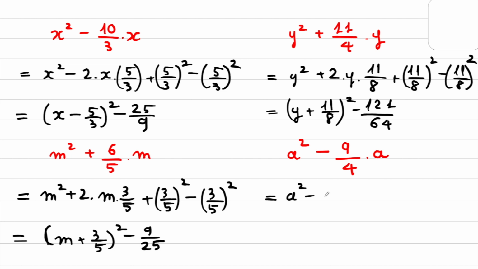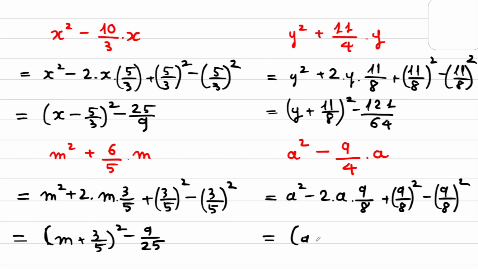a squared minus 2 times a times 9 over 8. 9 over 8 squared and minus 9 over 8 squared at the same time. Okay, a minus 9 over 8 squared and minus 81 over 64. 64 will be here. Okay, we finished this question, and I hope you can understand. Hope you can work with fractional numbers.